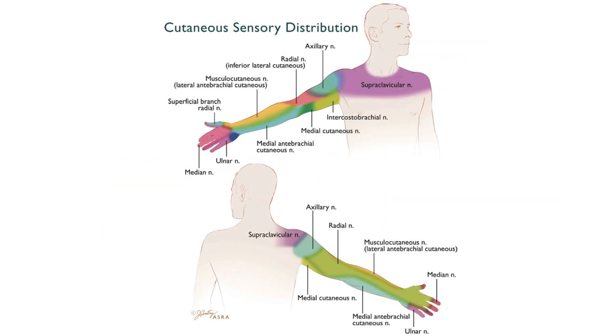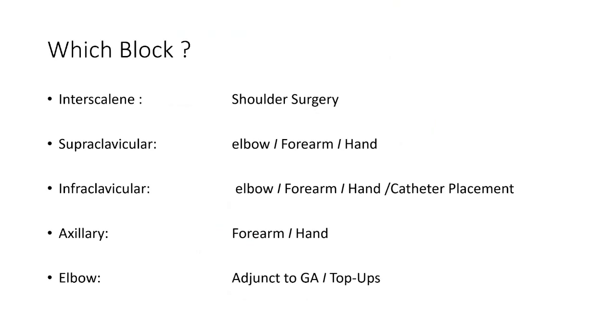So which block to do for which surgery? I tend to do interscalene block for shoulder surgery. I do supraclavicular block for elbow, forearm or hand surgery. Infraclavicular block, again similar to supraclavicular block.